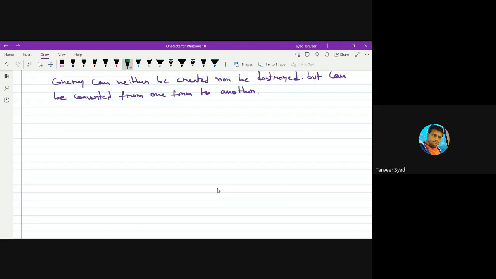Let us say we have a body of mass m, let us say a ball of mass m, which is released from point A. This is point A. And point A is at a height of capital H from ground.